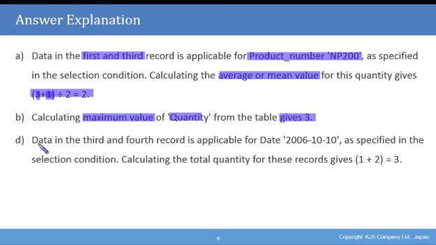And finally, in D, data in the third and fourth record is applicable for date 2006-10-10 as specified in the selection condition. Calculating the total quantity for these records gives 1 plus 2, which is equal to 3, which is less than the 4 we had on the previous slide, hence why C is the answer in this question. So here the answer is C.